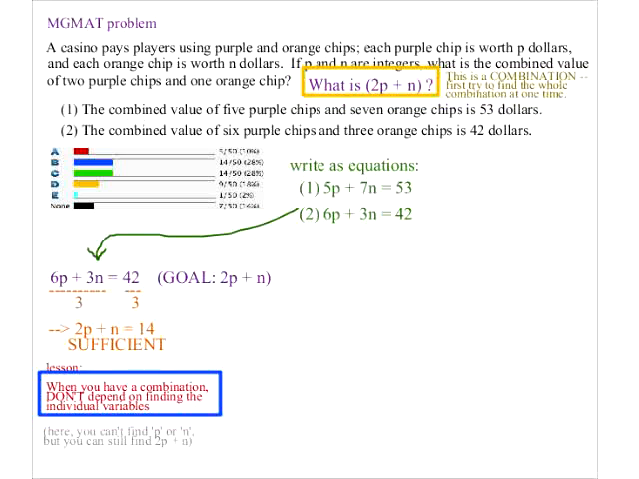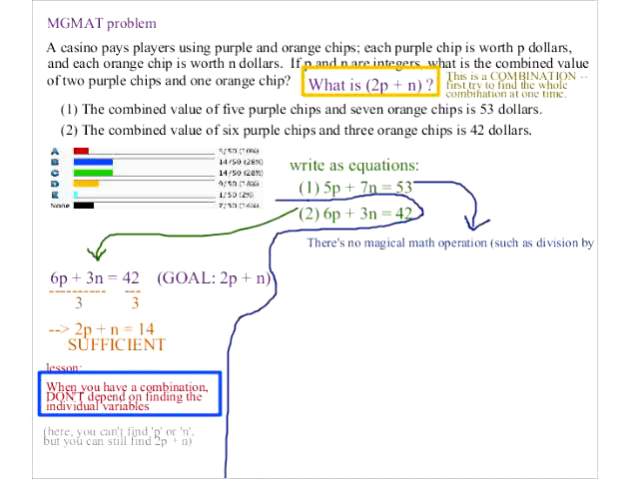Now let's talk about this. This is fun stuff right here. The first thing you should do is realize that in that statement, you're not getting a combo. There's no way this statement is going to give you 2p plus n in a single instance, because unlike the second statement, there's no math operation you could just do here. No magical math operation, like division by 3, that will give the answer. So does that mean this is insufficient? Does anybody have insight into what's going on here?